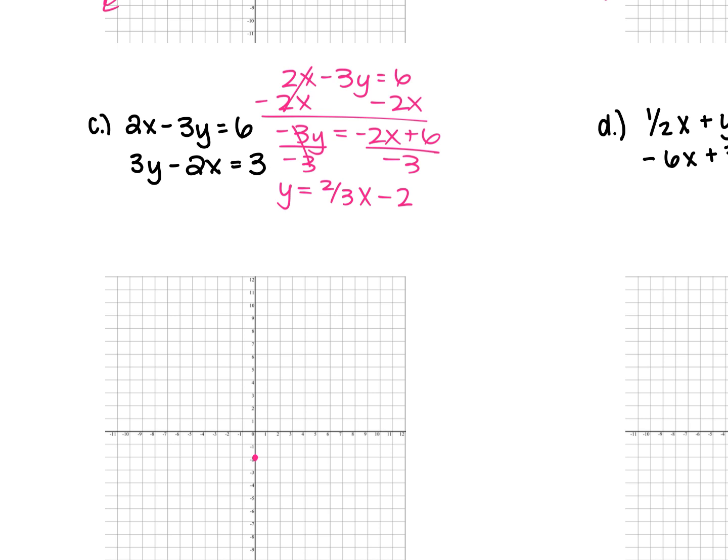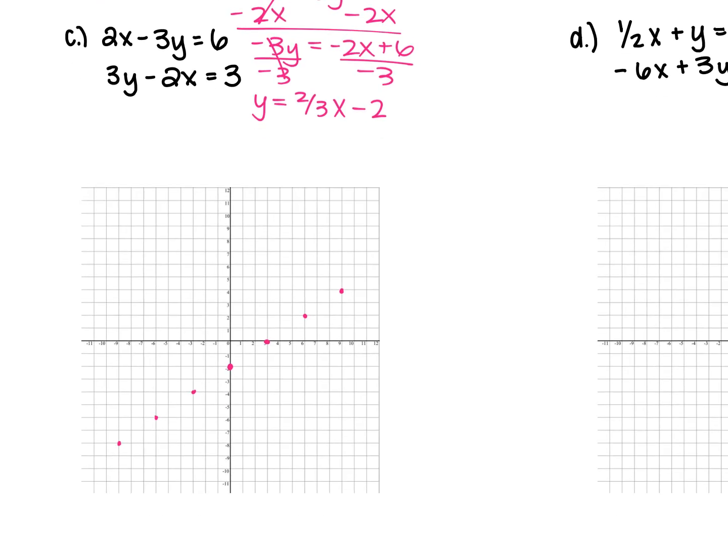Then we're going to go up 2 and to the right 3, up 2 to the right 3. You can also go down 2 and to the left 3 to get the other side of that line. So this is going to give you a line that looks like this.